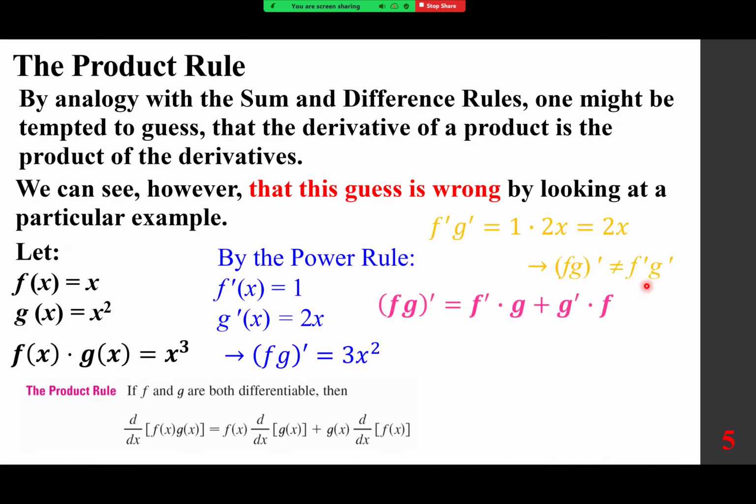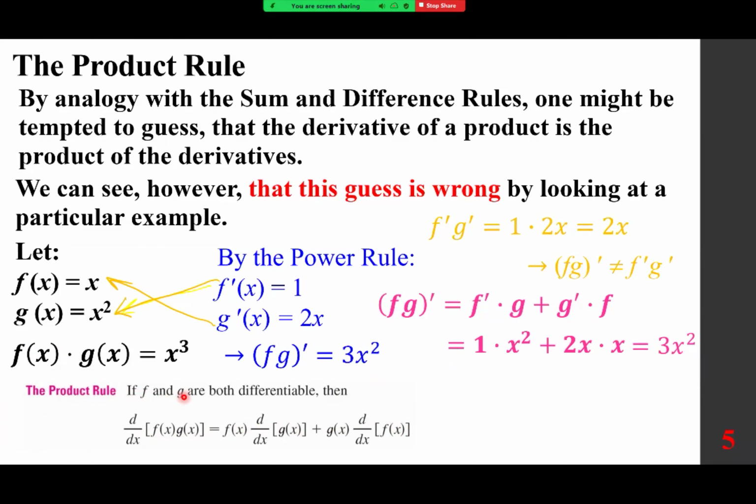So what about this one, f prime g plus g prime f? F prime g, one times x squared, plus g prime f, 2x times x, and they add up to 3x squared, and that works. Now, that's the shorthand notation I use, and as I mentioned, this is the order probably some of you have seen.